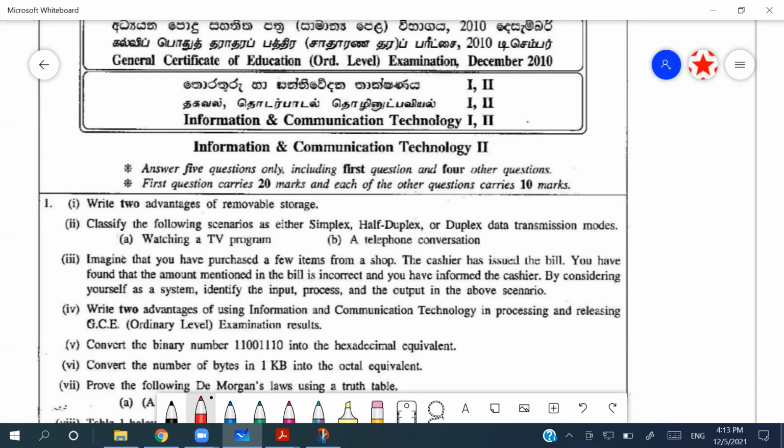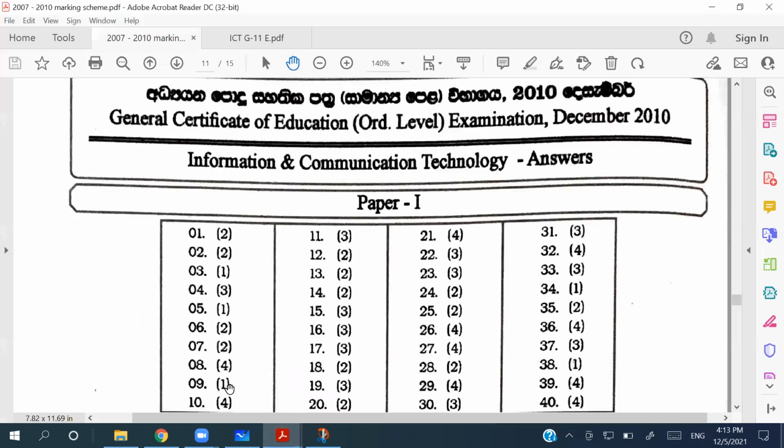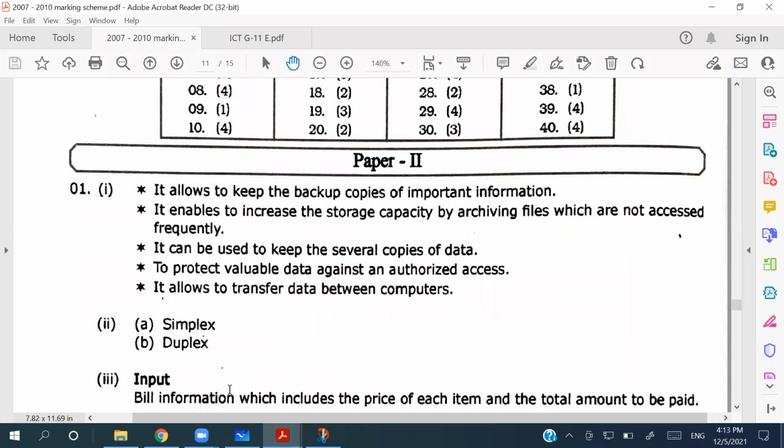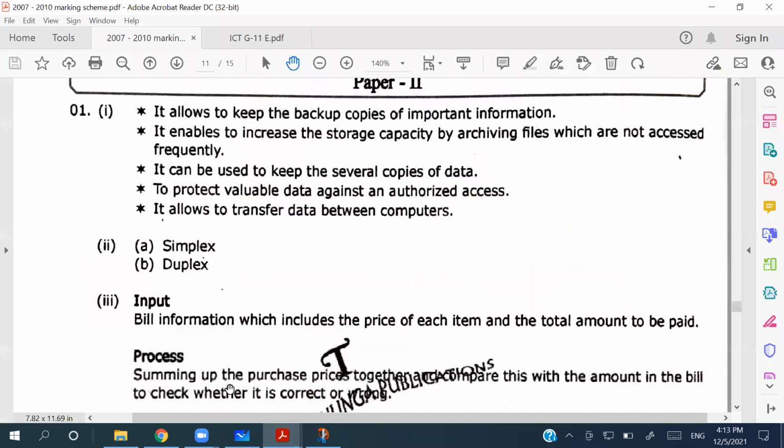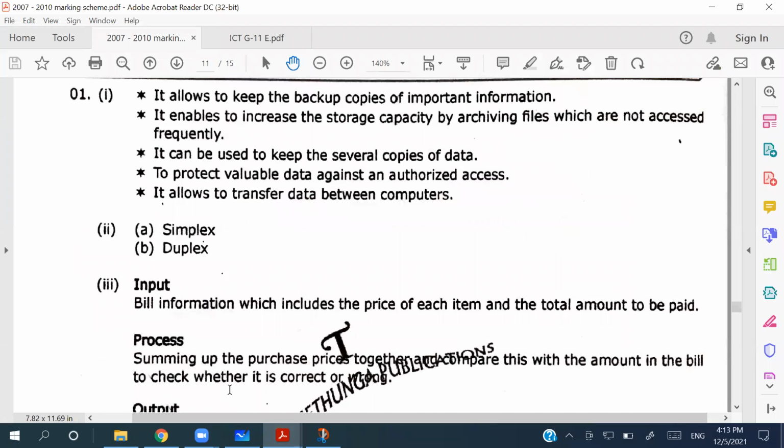So those kind of advantages can be taken. So here it goes. The marking scheme says it allows to keep backup copies of important information. It enables to increase the storage capacity by archiving files which are not accessed frequently. It can be used to keep several copies of data, to protect valuable data against unauthorized access. It allows transfer of data between computers.